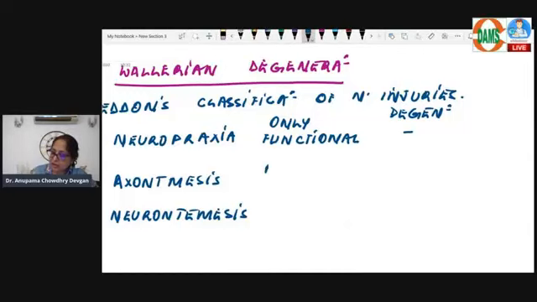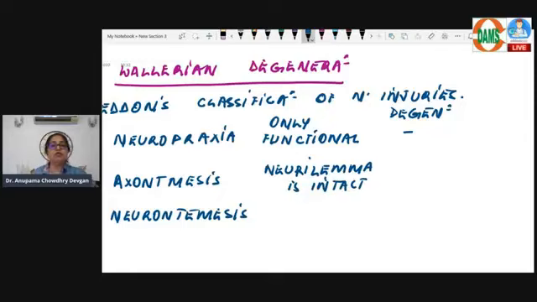Axonotmesis. Here the neurilemma is intact. And what is neurilemma? Neurilemma is the outermost layer of the Schwann cell. Will there be a degeneration seen here? Yes. Will there be a regeneration seen here? Yes. Right? In neuropraxia, there is no degeneration, there is no regeneration. But in axonotmesis, there is a degeneration and there is a regeneration.